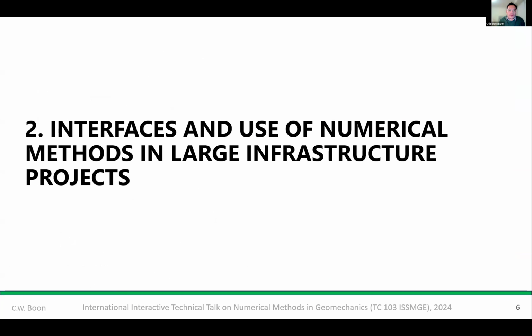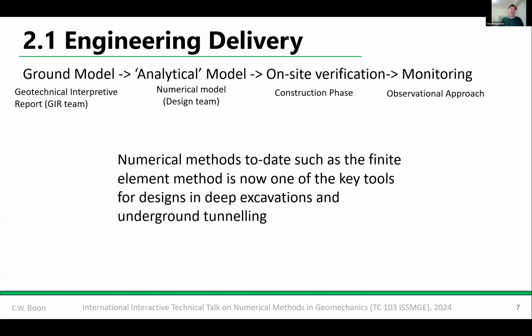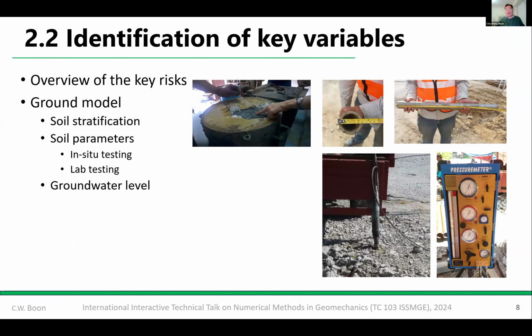Now, let me move on to the interfaces and use of numerical methods in large infrastructure projects. In terms of engineering delivery, one would start with the ground model, the analytical model, on-site verification, and monitoring. So before jumping straight into running the numerical model, as Dr. Francesca has said, we need to have an overview of the key risks of the project and develop a careful site investigation program to investigate the key parameters that would affect the project.